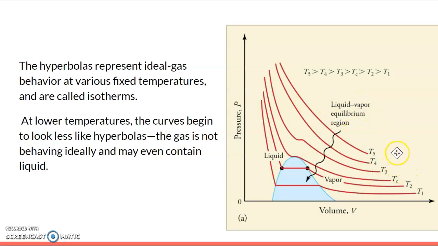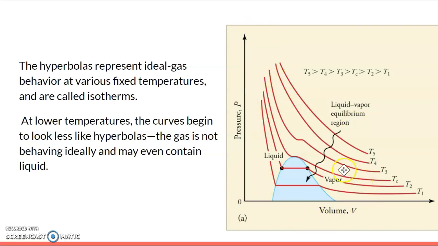These different temperatures are actually called isotherms. An isotherm means we're looking at a gas in which the pressure and volume are changing but the temperature remains the same.